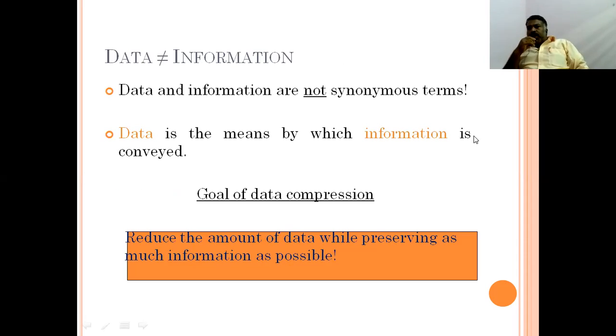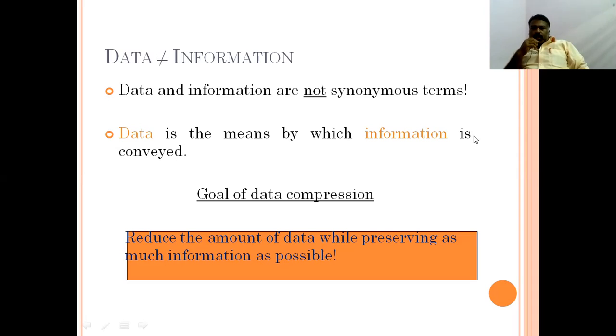Here we can use the words data and information. Data and information are not synonymous terms. Data is the means by which the information is conveyed. So here the data, that means the digital image, should be represented in binary format. That data has to be considered for the compression mechanism. The goal of data compression is to reduce the amount of data while preserving as much information as possible.